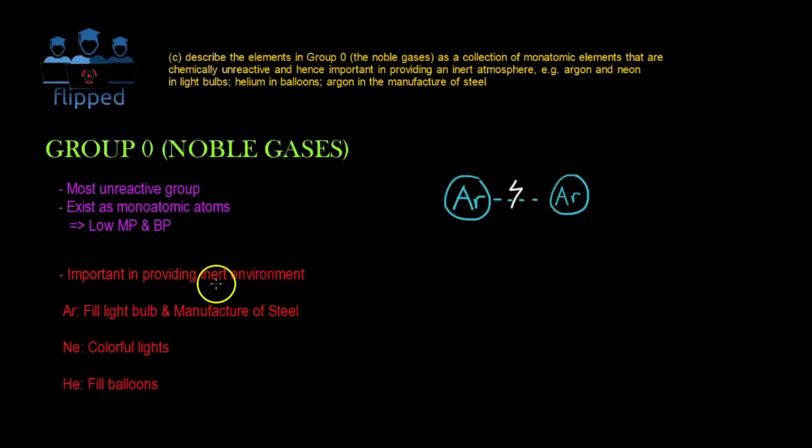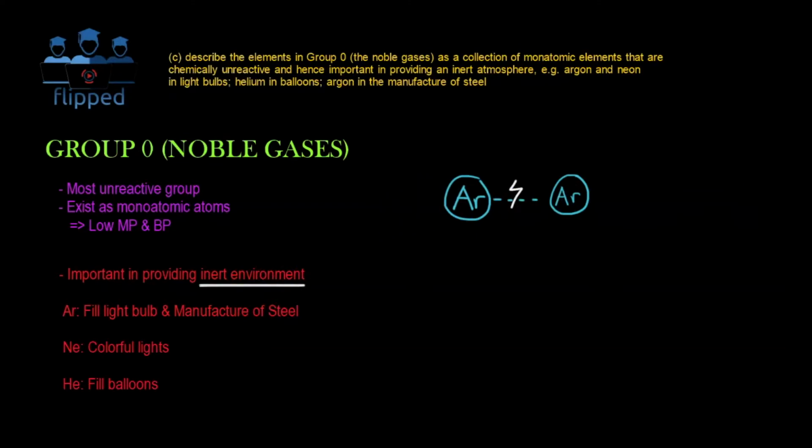It is because they provide an inert environment. What do I mean? Argon is used to fill light bulbs and to manufacture steel. Neon is used in colorful lights, and helium is used to fill balloons. So imagine all these environments, light bulbs and balloons, if they were very reactive. They'll just pop, right, or explode. So that's not what we want. We want a gas that's able to provide a stable condition for all these processes to carry on. And that's what we mean by inert environment.